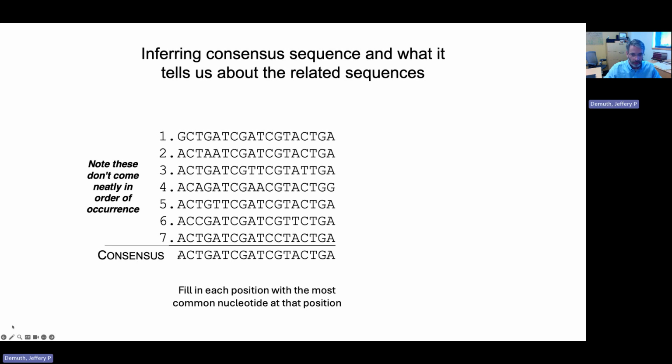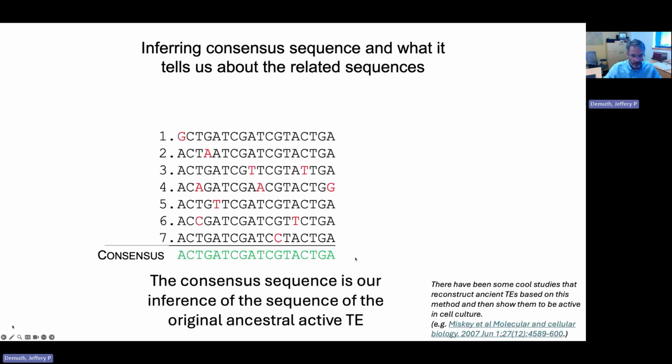Okay, so we've got our consensus sequence now. That consensus sequence is an inference of the sequence of the original ancestral active TE. And if you go back and look, it is in fact the same sequence as back in the original that invaded this genome to begin with.